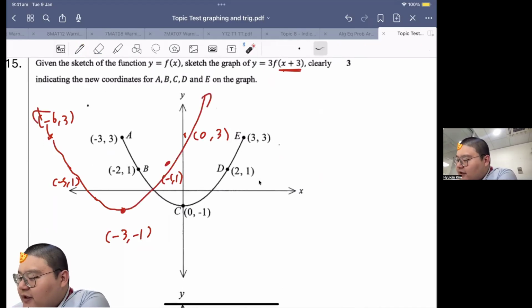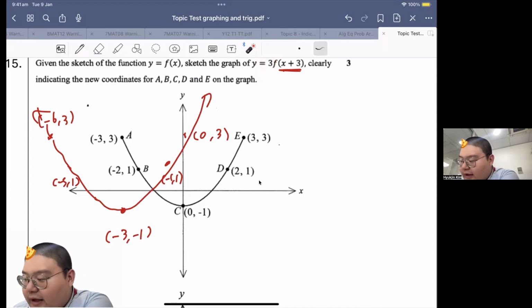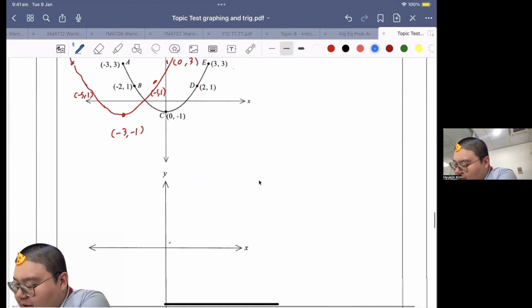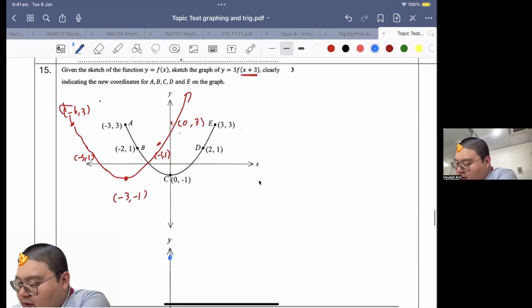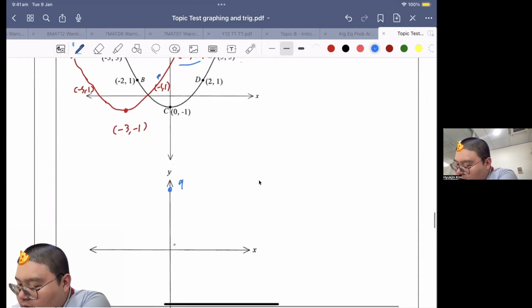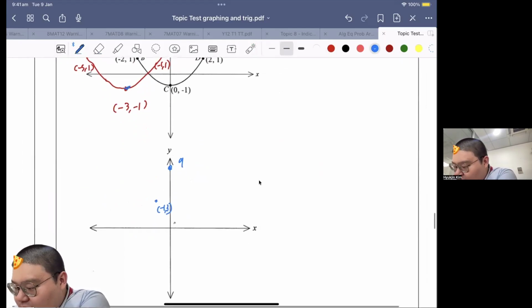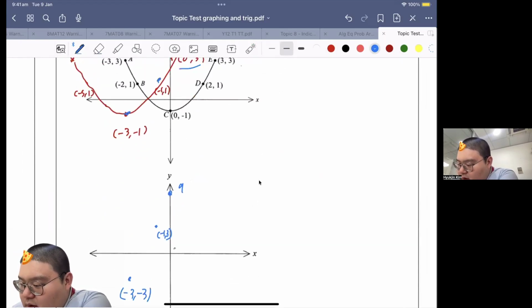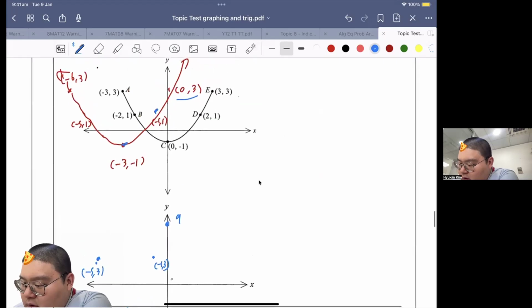Okay, now everything is multiplied by 3, but what, x or y? My y is multiplied by 3. That means everything just looks that much more dramatic. So now my y-intercept, which was at 0, 3, becomes 0, 9, and negative 1, 1 turns into negative 1, 3. This guy, negative 3, negative 1 turns into negative 3, negative 3. And then, yep, negative 5, 3.